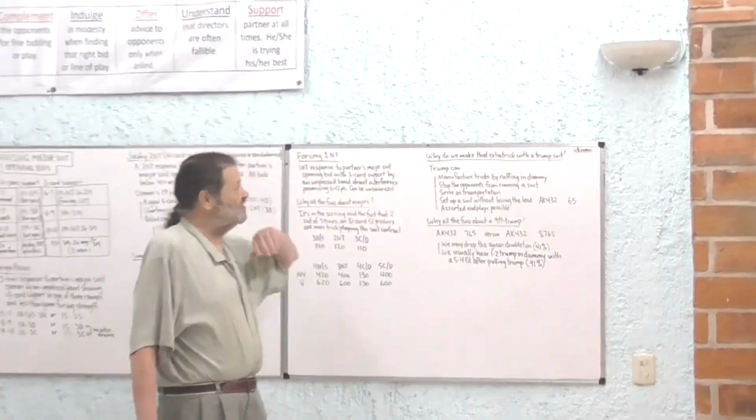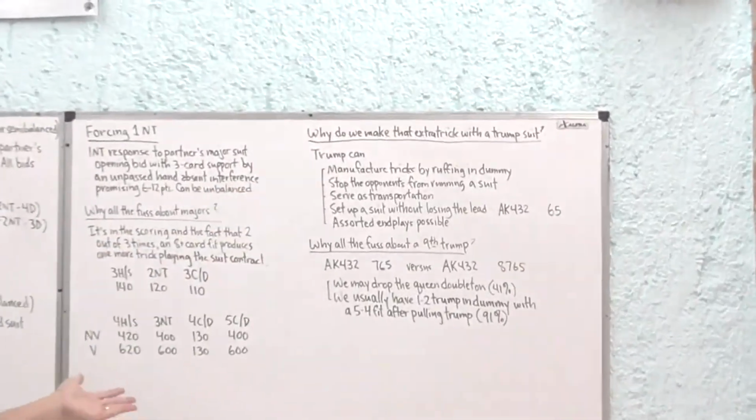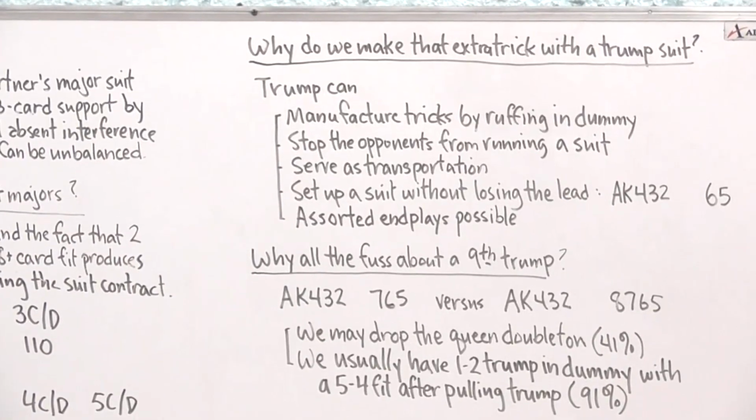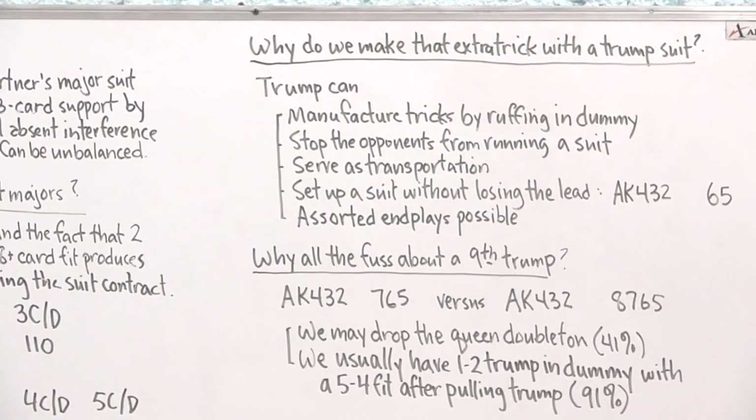So we manufacture tricks by roughing in the dummy. Also, with the trump suit, we can stop the opponents from running a suit. How many times have you been in no trump and they rattle off the first 5 or 6 tricks? That wouldn't have happened if you were playing in the trump suit.